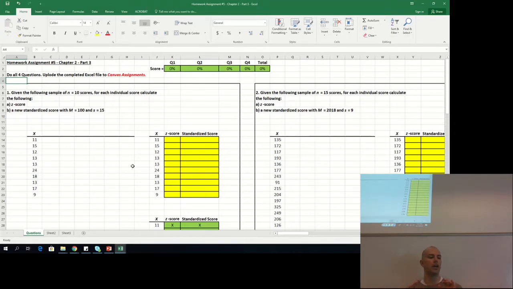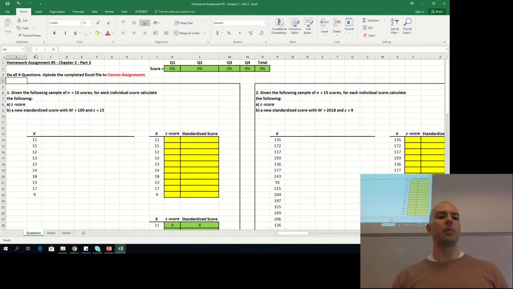Make sure that you get very quick at calculating them, working with them, going from raw scores to z-scores, going from z-scores to new scores. Just practice that up. That's what this homework assignment is all about. Again, try it as many times as you need in order to get that 100%.